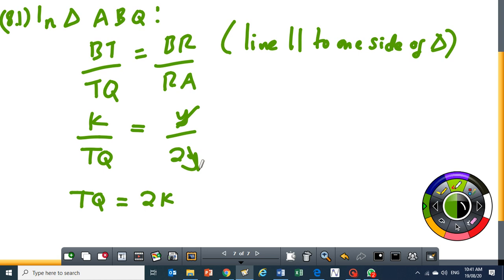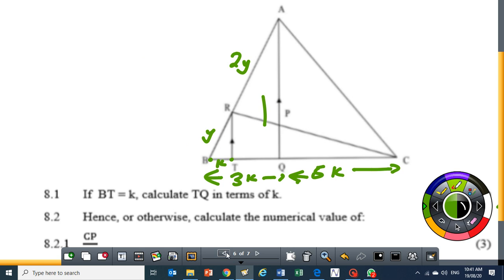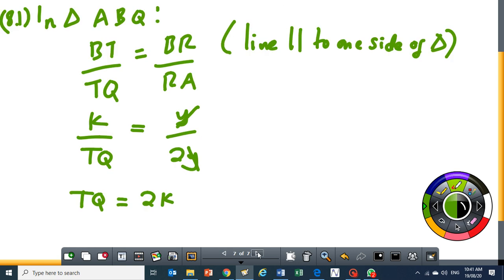How many of you got that? So this shouldn't be a problem. Also, if you consider BQ as 3K, you can see that TQ is going to be 3K minus K. But I suggest to you that since it's 3 marks, you need to show your working like this to get the full 3 marks, because the use of the proportion theorem is very, very important for the question. So that's the first part.